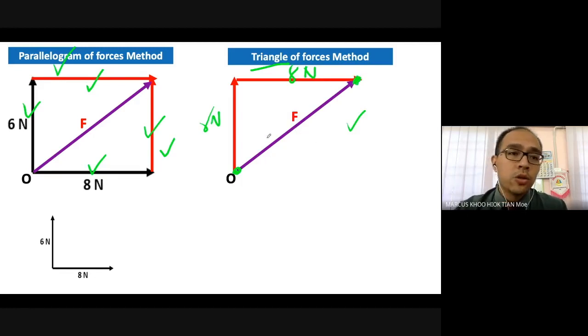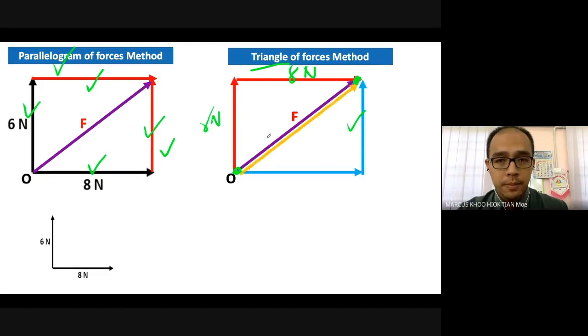So whether you use parallelogram or triangle, it's actually up to you. But if you are not very sure, I would highly recommend the parallelogram method. Okay, because it's easy. Okay.